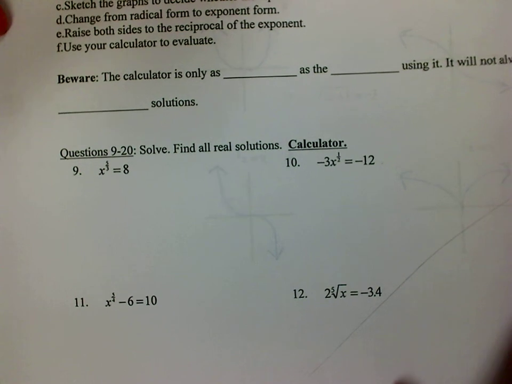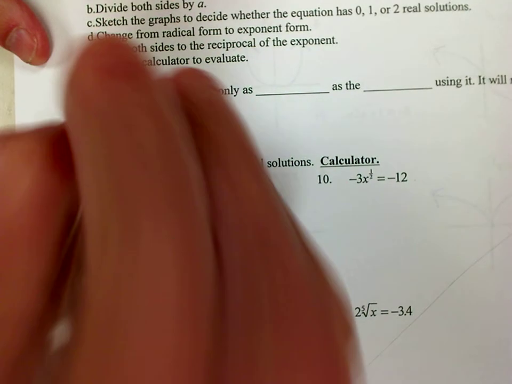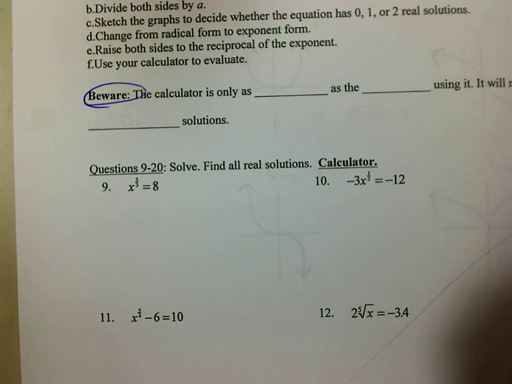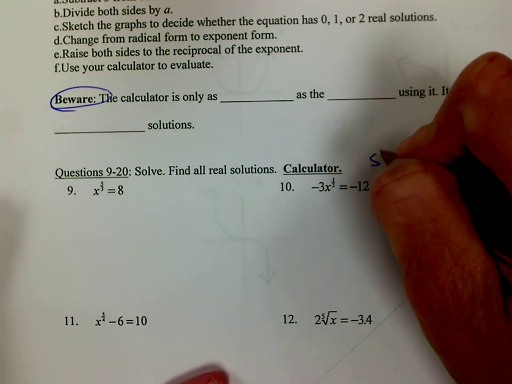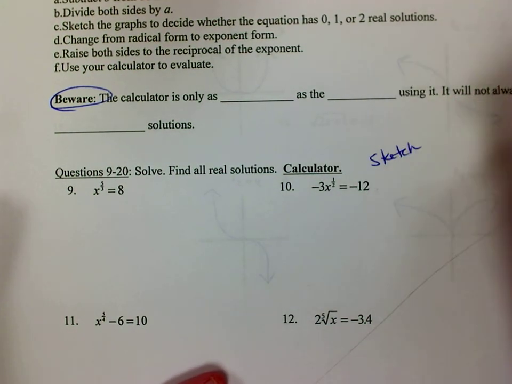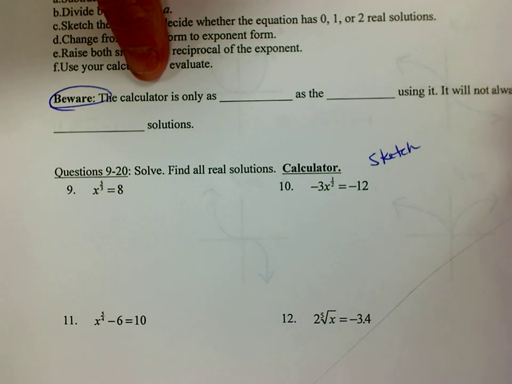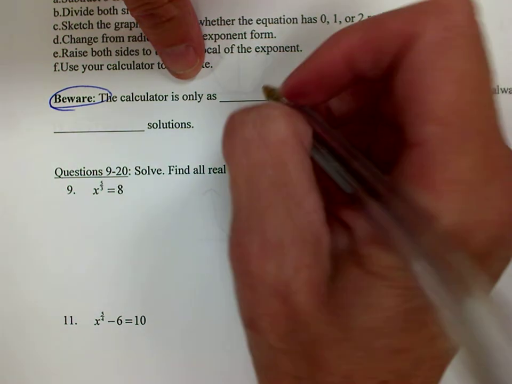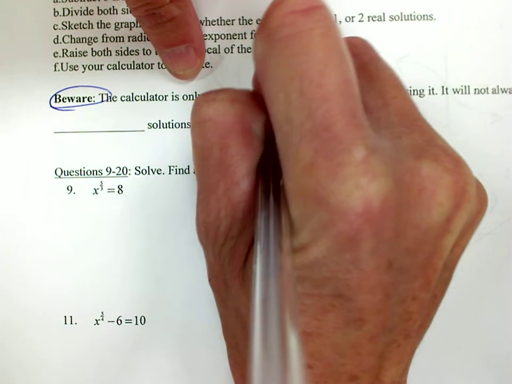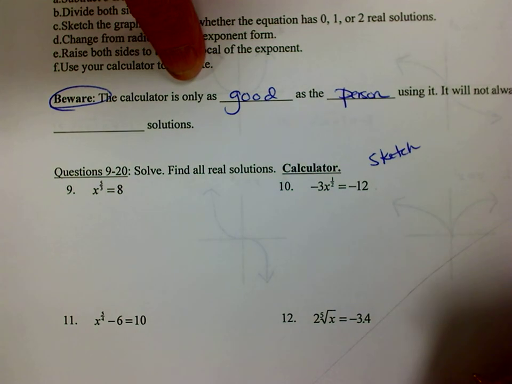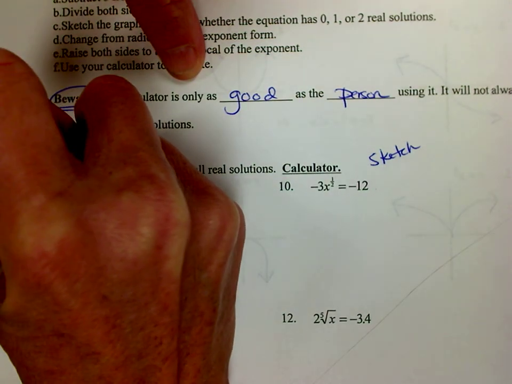Okay, now right here it says beware. And what I mean by that is when you have a fractional exponent, you have to be sure to sketch a graph because it might give you wrong solutions if you just type it in your calculator. So the calculator is only as good as the person using it. It will not always give you the correct solutions.